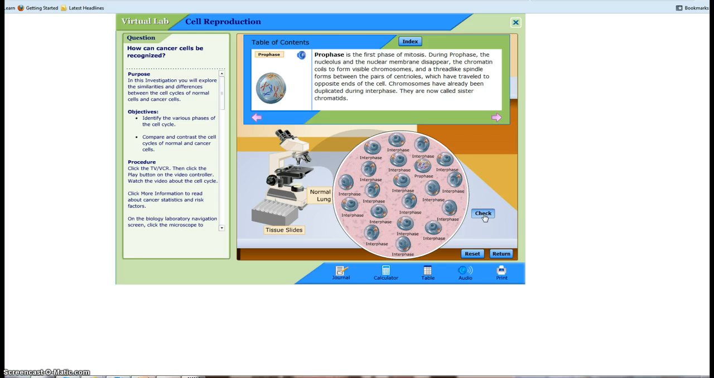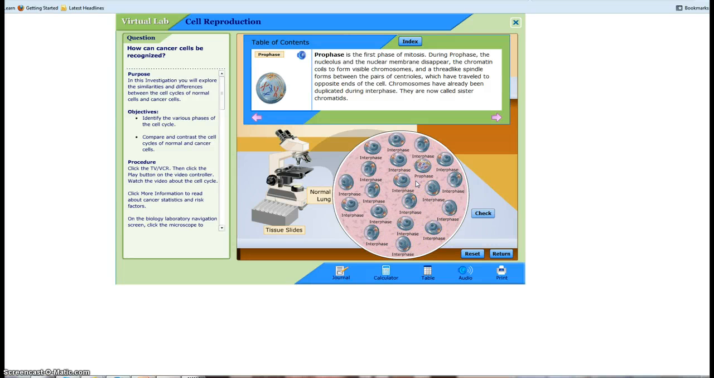All right. So what we do now is we count. Now there's 20 cells. We have one in prophase. So 1 out of 20 is 0.05 or 5%. So our mitotic index is 5%.